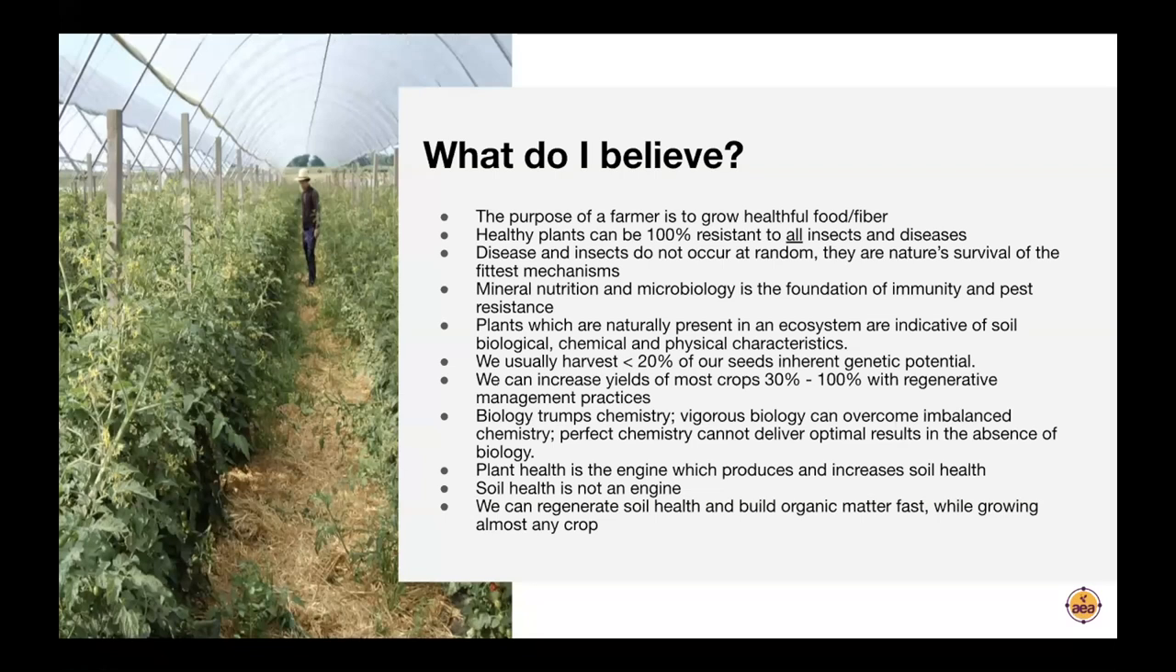I don't believe that diseases and insects occur at random. They are very specific. They are nature's survival of the fittest mechanisms that are here to take the unhealthy plants out of the ecosystem. And the key, as I mentioned a moment ago, to producing resistant crops is managing biology and managing nutrition. It's those two in combination that gives us the foundation of robust immune systems and disease and insect resistance.